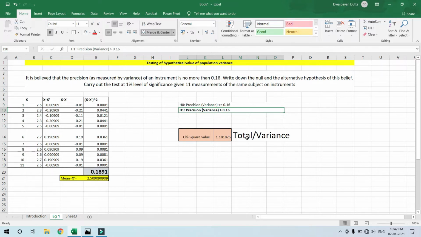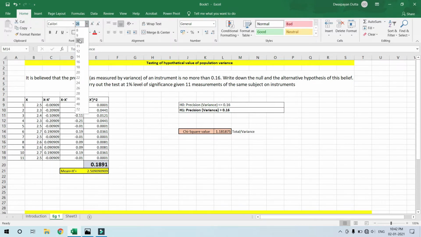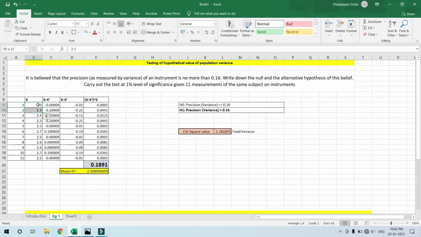Now we are given these 11 observations, as you can see here, and I have to process them. The observations are 2.5, 2.3, and so on, this whole column. I have found the mean of this. The mean value is 2.59, almost 2.5. I have done the average here, and as you can see, I have used the formula.